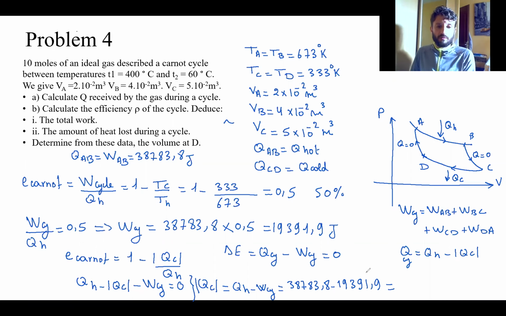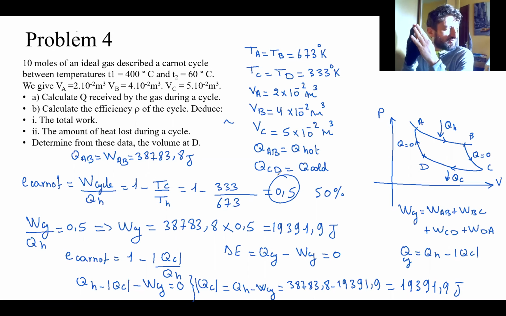In general, it's a negative value, but when I put the absolute value, you get a positive value. The answer will be 19,391.9 joule. It's a reasonable answer. Why? Because we have a 0.5 efficiency, so 50% will be consumed as work, and the other 50% will be consumed as Q cold. As you see here, Q cold is equal to Q hot in value.